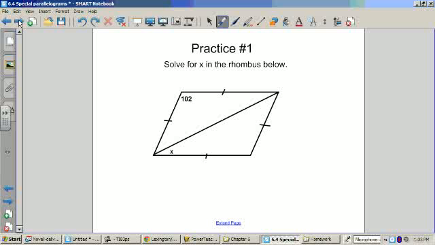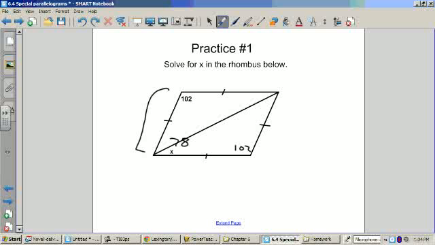Okay, this is a rhombus. Because it's a rhombus, I know it's a parallelogram, so I know opposite sides, also opposite angles are congruent. If the top left angle is 102, the bottom right angle is 102. Didn't really need that, but because I also know that these 2 angles are consecutive angles of a parallelogram, they must be supplementary. So if the top left angle is 102, the bottom left angle must be 78.